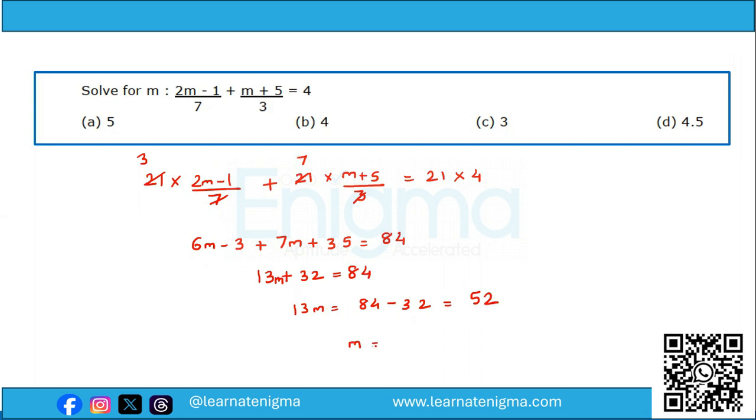So therefore m is equal to 52 upon 13, that is 4. So that's your answer.